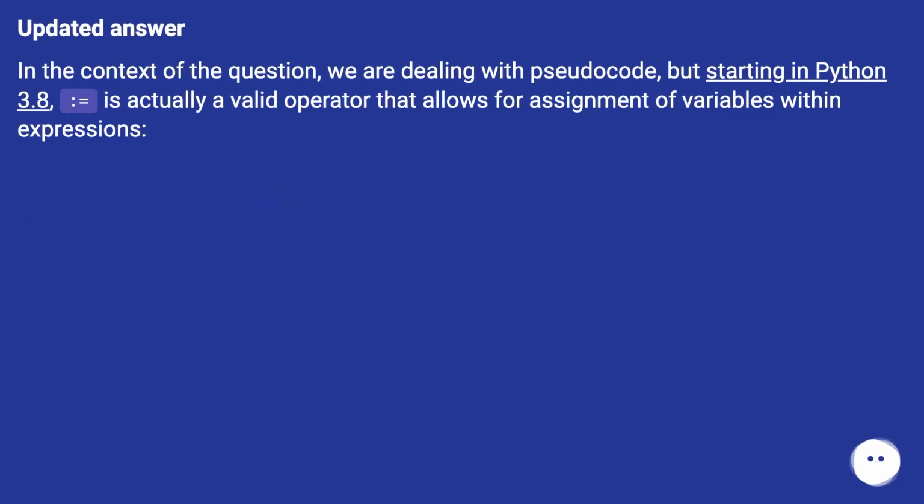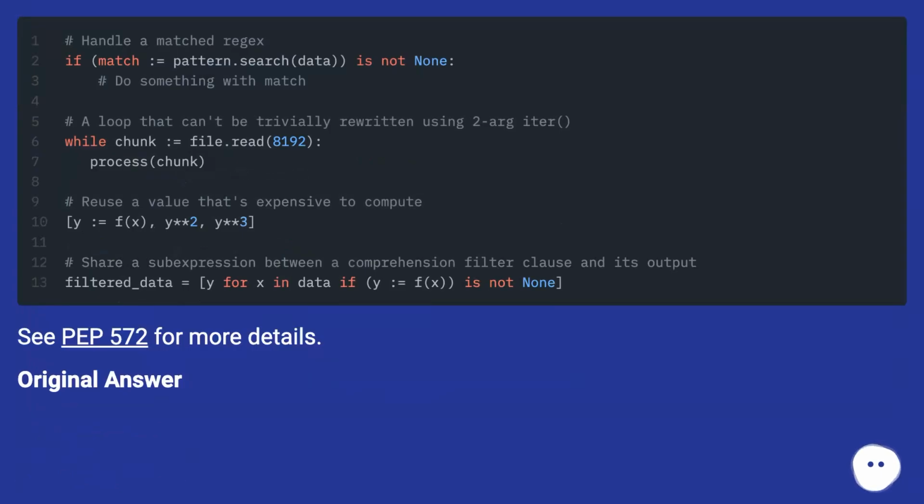Updated answer. In the context of the question, we are dealing with pseudocode, but starting in Python 3.8, colon equals is actually a valid operator that allows for assignment of variables within expressions. See PEP 572 for more details. Original answer.